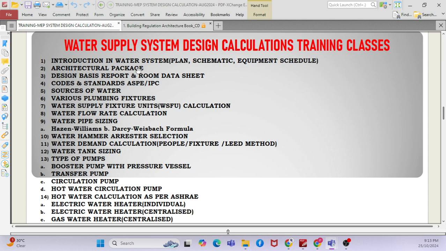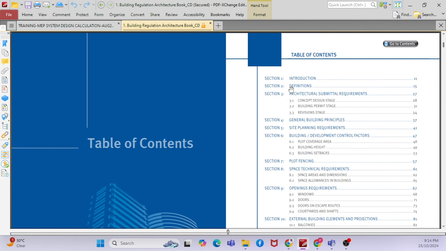Then you need a staircase, a lift, and you may require technical rooms such as electrical rooms, IDF rooms, and many mechanical rooms. All this detail is given in this particular architectural package. If you go through this building regulation architectural book, you need not study the entire pages. In this week I'm giving you an assignment just to go through the tables, the pictures, and the headings.